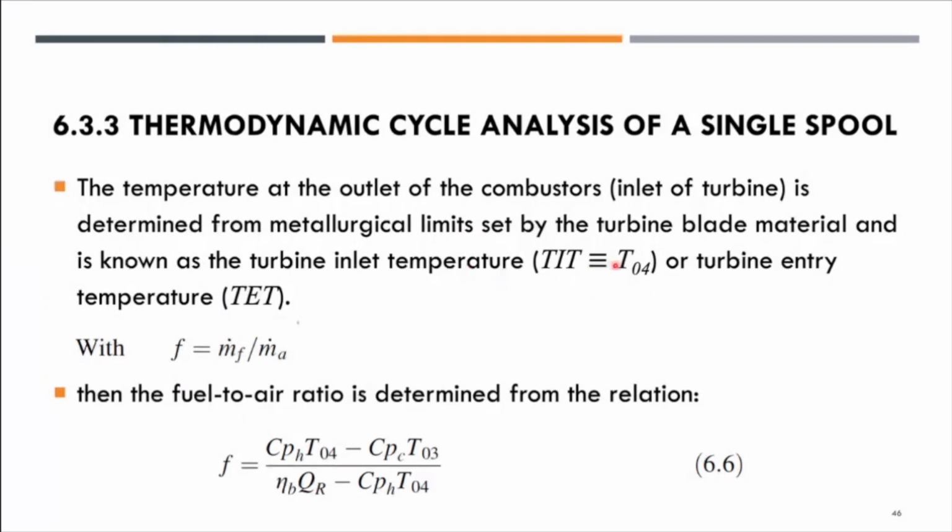So the turbine inlet temperature, TIT, equal to T04, is normally called the turbine entry temperature. But I always came across, during my study also, we are using this turbine inlet temperature, TIT. Okay, so with f equal to m dot f over m dot a, the fuel to air ratio is determined from the relationship. This is the relationship for fuel to air ratio, equation 6.6.